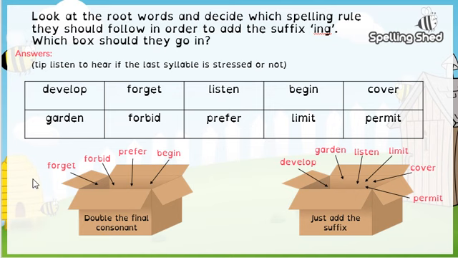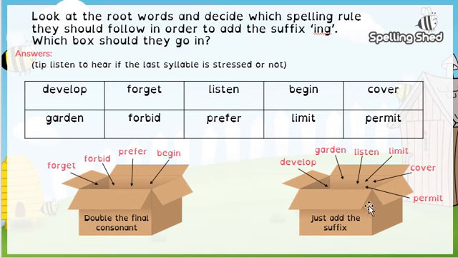Okay, now it's time to go through our answers. So let's look at this. We looked at develop and it's right. It would just be developing, going into this box here. Forget though, get is the last syllable and is stressed, so it would be going into this box here. Listen. Well, actually listen, the first syllable is stressed and the second syllable is unstressed, so it's going into this box. Because remember, it has to be the final. Begin. Well, begin, we know the final syllable is stressed, so it's going into this box.